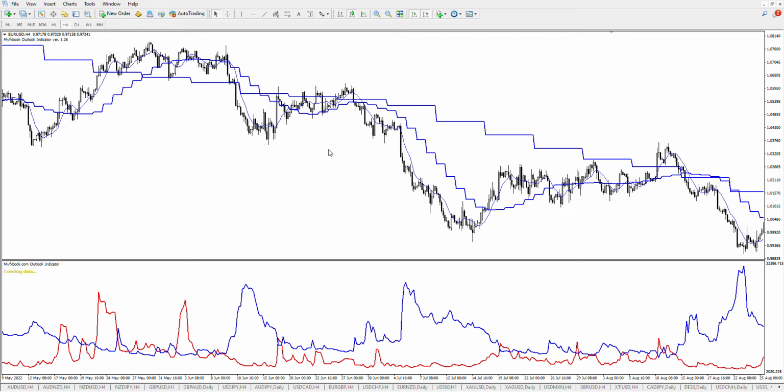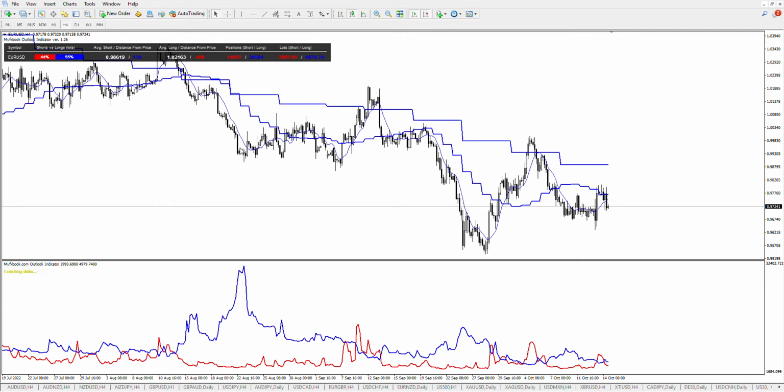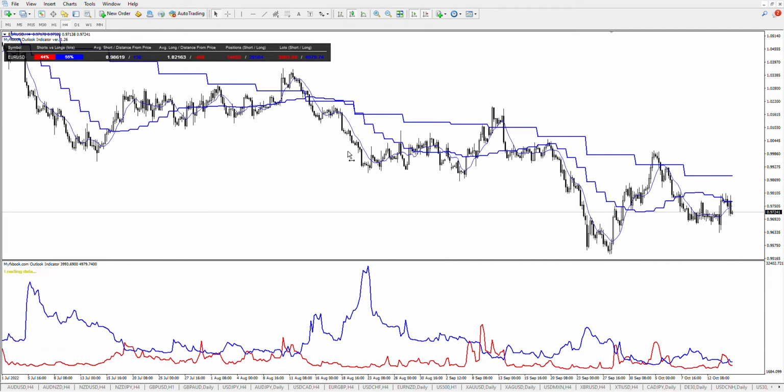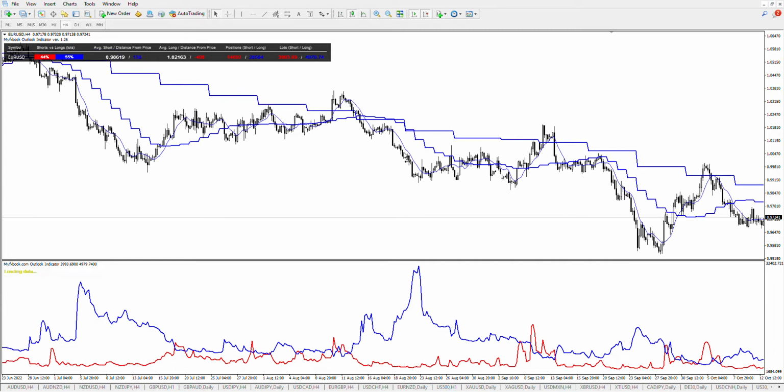Hello friends, in this video I will demonstrate how to use the Myfxbook Outlook indicator, which I find to be very useful. It is one of the most powerful indicators you find on the market, at least one of a few indicators which can predict and tell you where the price is going, which direction. Using this indicator you have more probabilities to be on the right side of the price movement.